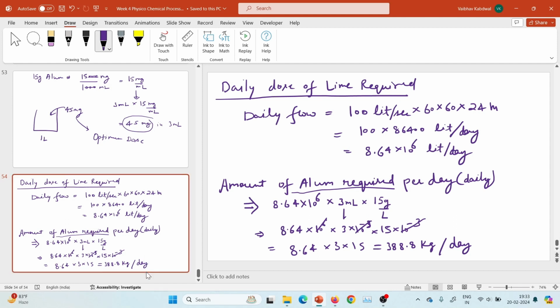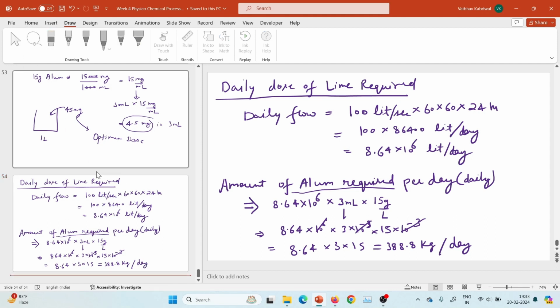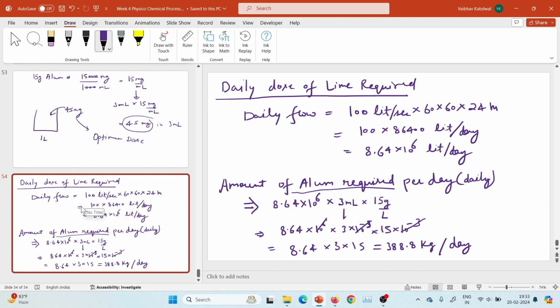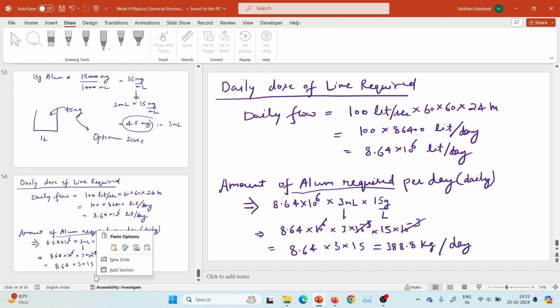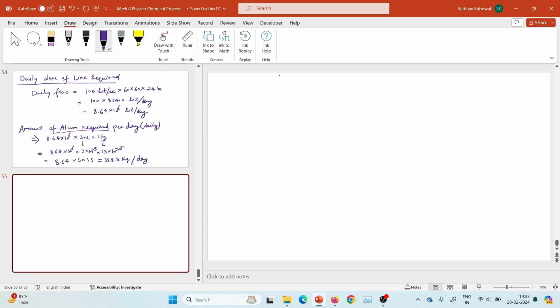Now we'll calculate the daily dose of lime requirement.